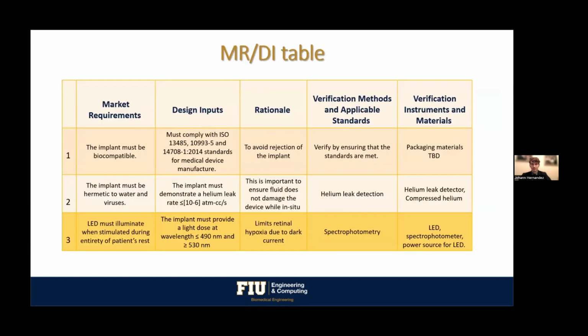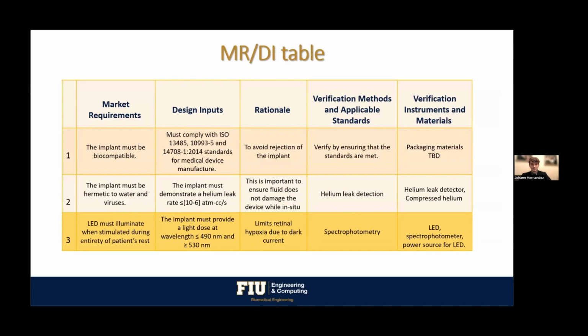So in designing the implant, we decided to be very robust in terms of our preparation. We have around 9 or 10 marker requirements and corresponding design inputs. However, we're only testing 3 of these within the scope of this project, given budget and time. The first of these is number 3, which is that the implant must provide a light dose between 490 nanometers and 530 nanometers in wavelength.